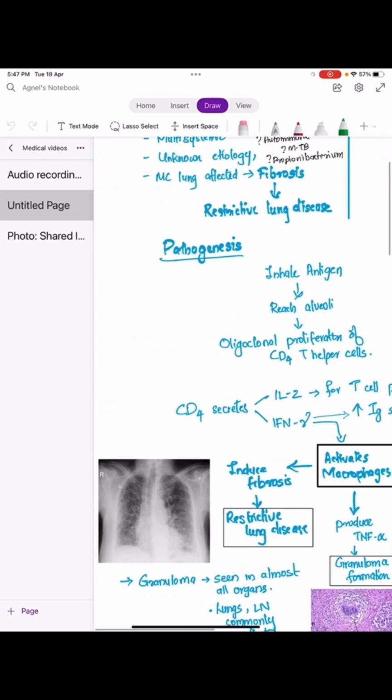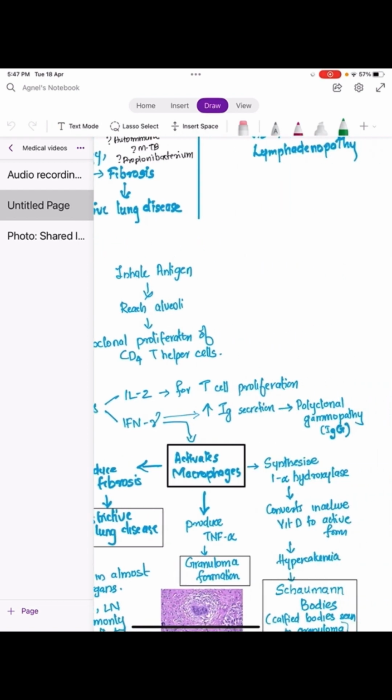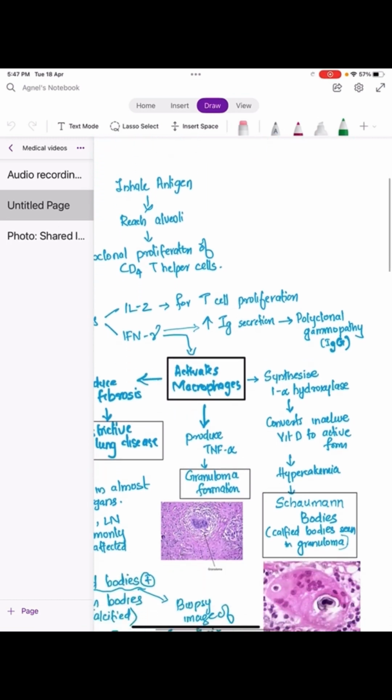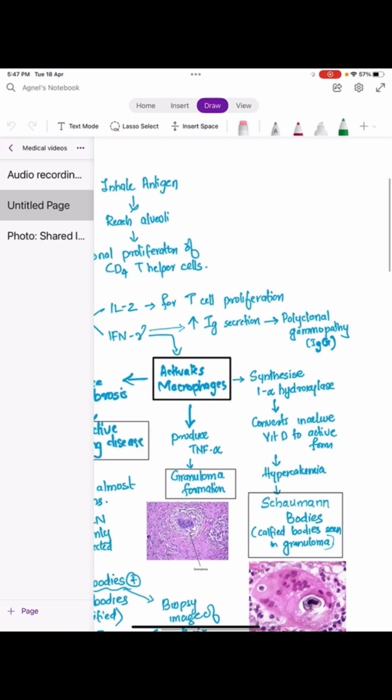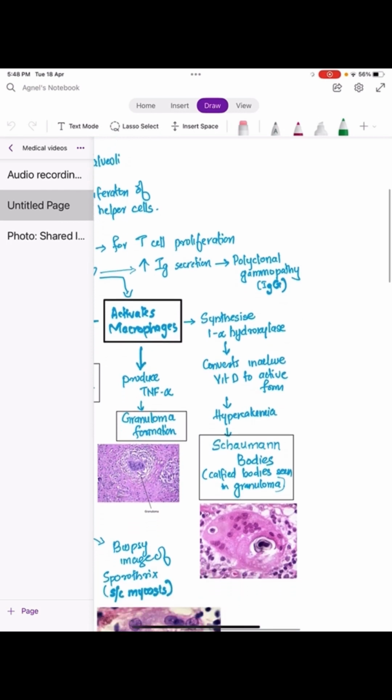This is a picture of a fibrosed lung. Then the activated macrophages also produce TNF-alpha, leading to a non-caseating granuloma. The activated macrophages also synthesize 1-alpha hydroxylase and convert inactive vitamin D to the active form, leading to hypercalcemia, and there forms calcified bodies which are seen in the granuloma called Schaumann bodies.